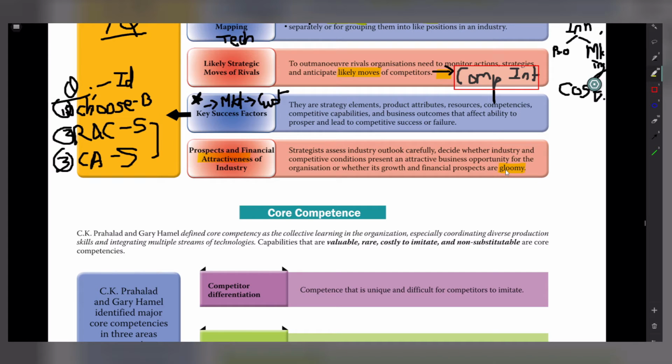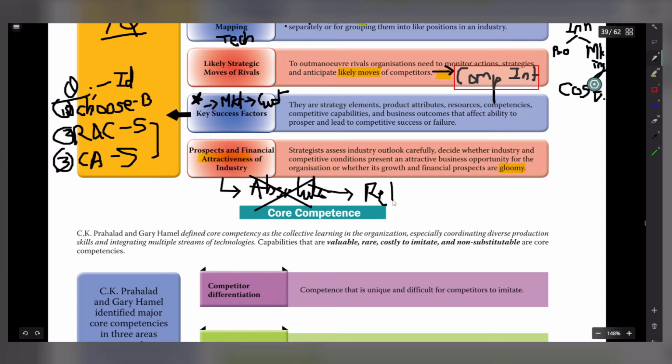The attractiveness is relative and not absolute. This can be asked in MCQ. Attractiveness is not an absolute factor. There are certain other factors which we need to keep in mind. This cannot be in absolute terms, but if it is in relative terms, then it is okay.